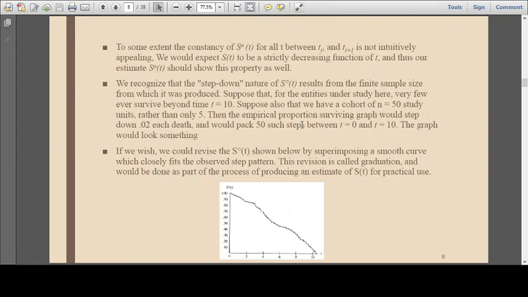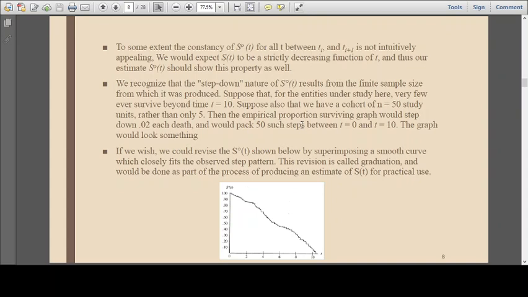To some extent, the constancy of S naught(t) for all t between ti and ti plus 1 is not intuitively appealing. We would expect S(t) to be a strictly decreasing function of t, and thus our S naught(t) would also be a decreasing function. We recognize that the step-down nature of S naught(t) results from the finite sample size from which it was produced.